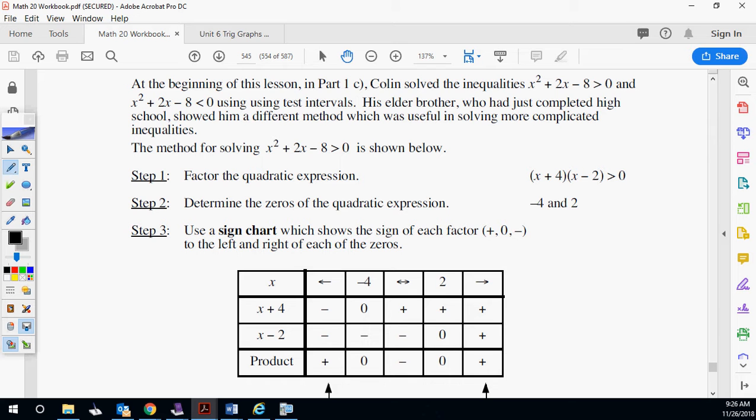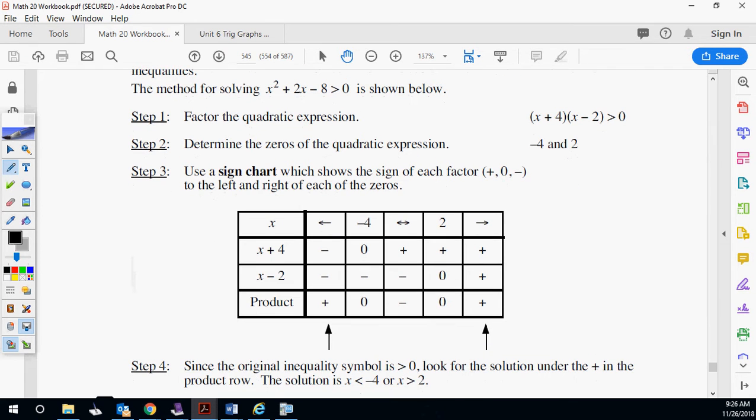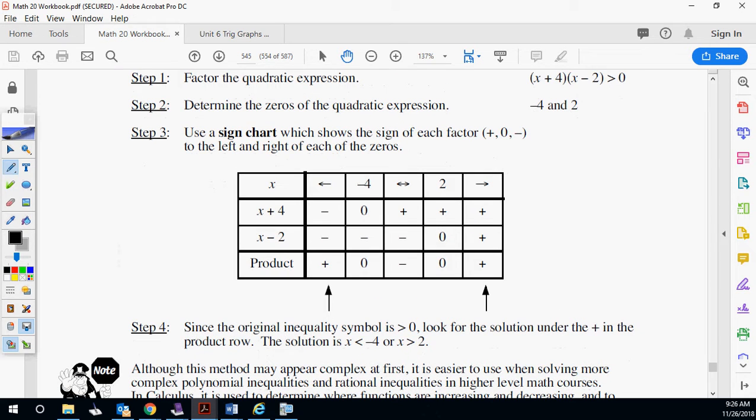At the beginning of the lesson, part 1, Colin solved the inequality x squared plus 2x minus 8, for greater than and less than 0, using test intervals. His older brother, who had just completed high school, showed him a different method which is useful for solving more complicated inequalities. The method for x squared plus 2x minus 8 is shown below. So he went ahead and factored it. He got the zeros of negative 4 and 2 and put them in a chart for the x's. And then he put the factors in a chart below.